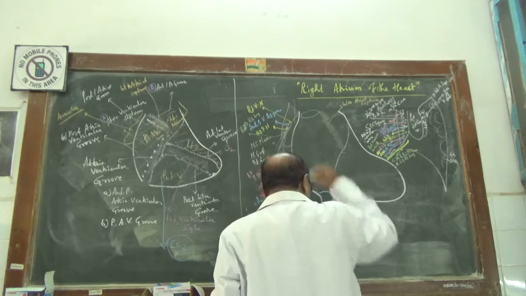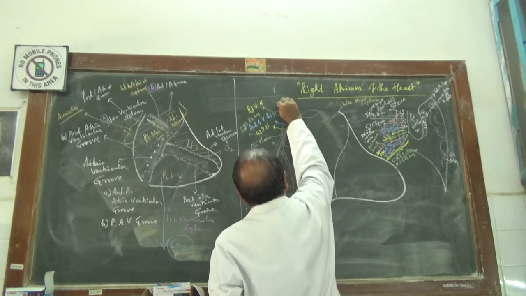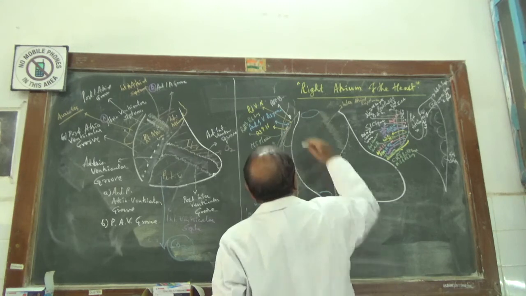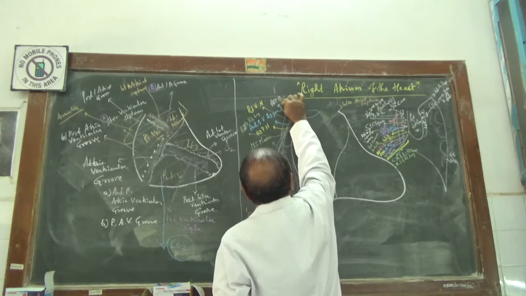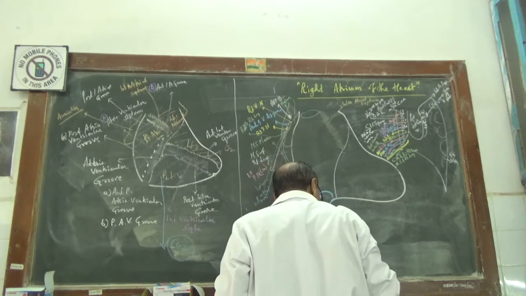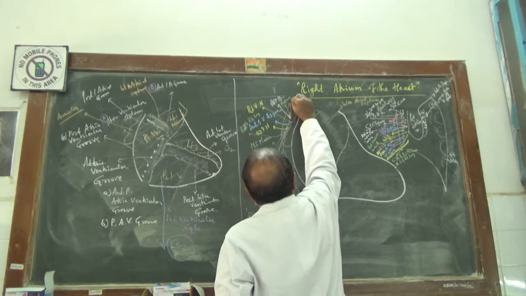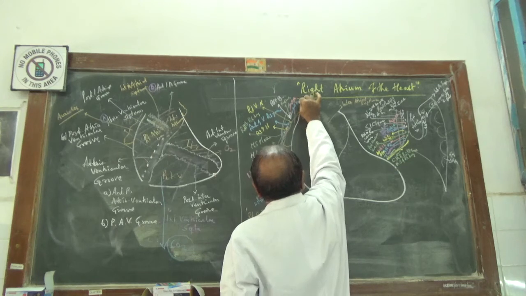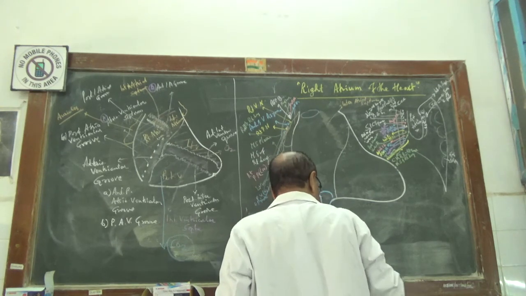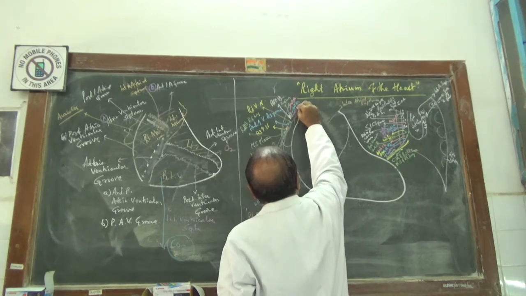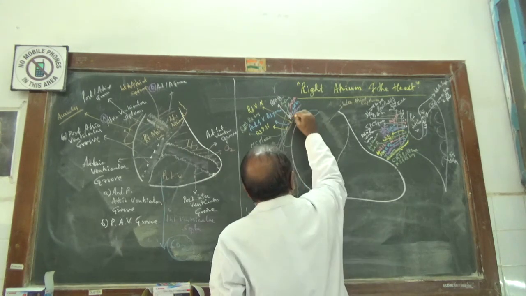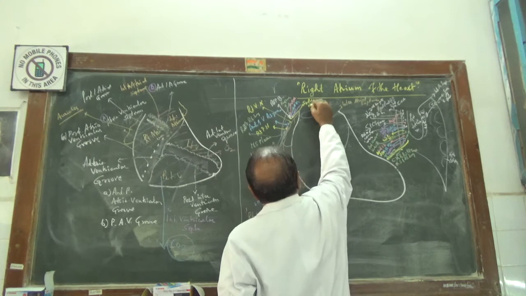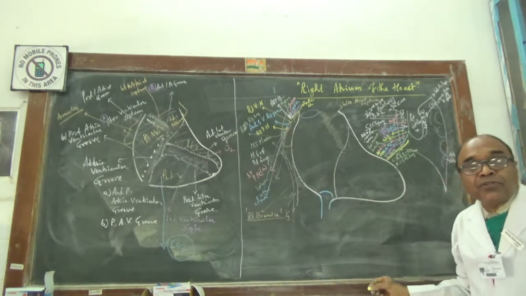Then you have got the right principal bronchus, its covering, the bronchial artery, and bronchial veins, and thereby they go to the lung alveoli.